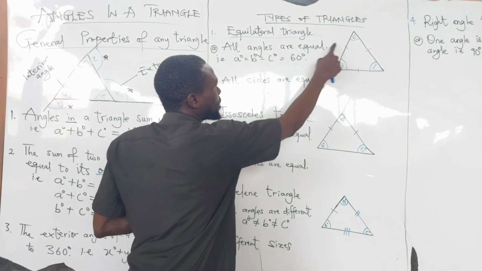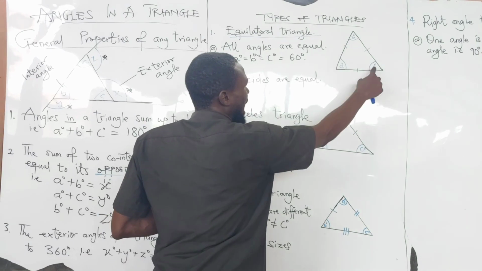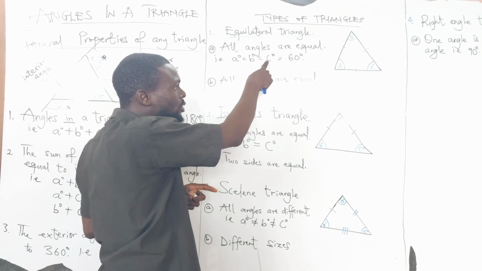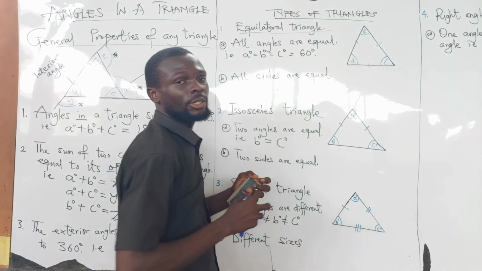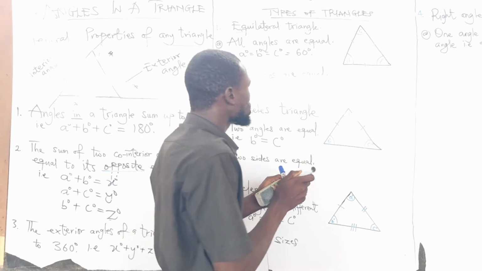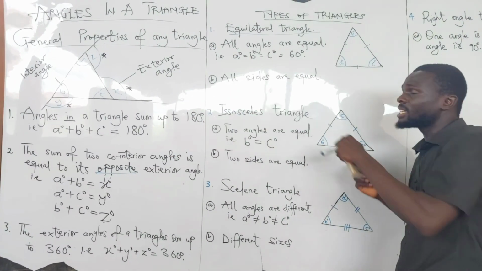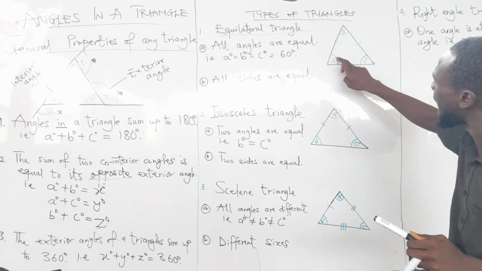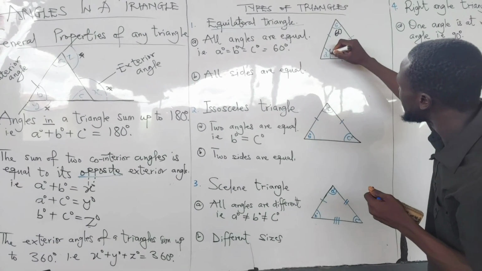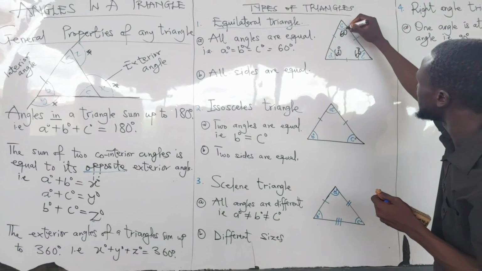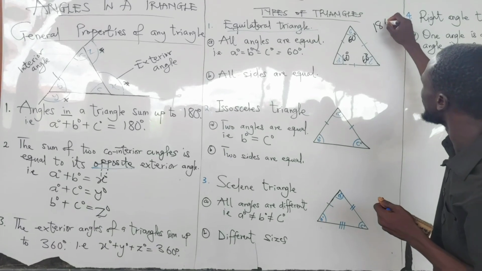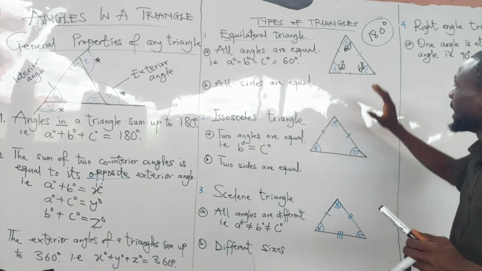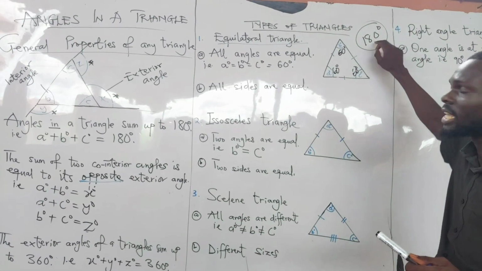So angle A, angle B, and angle C are all equal. So A degrees is equal to B degrees, which is also equal to C degrees, which is what? 60 degrees. Why is it 60 degrees? Because the general property of a triangle says that angles in a triangle sum up to 180. So if all the angles are equal, then this is 60, this is 60, this is 60. And 60 plus 60 plus 60 gives you a sum of what?